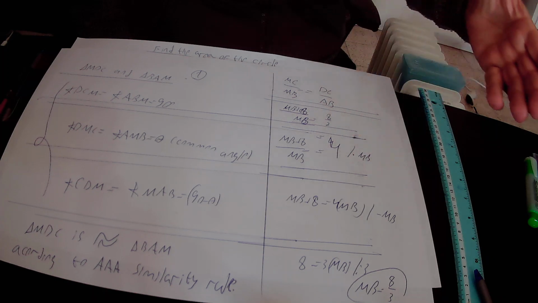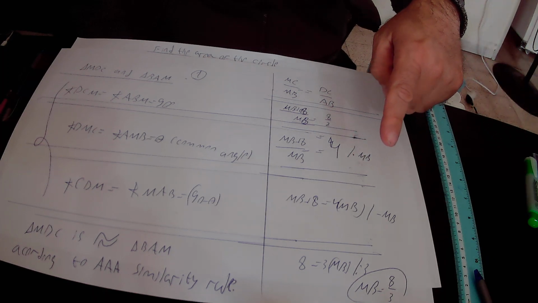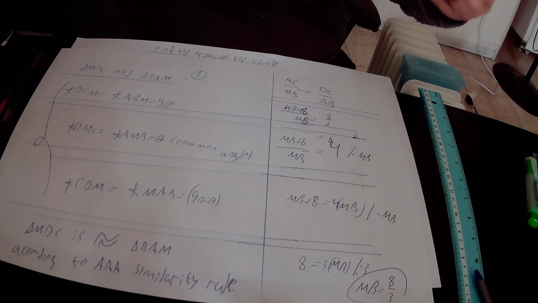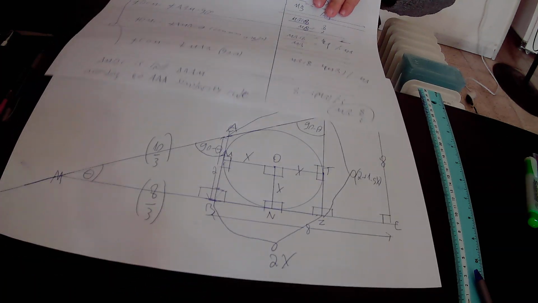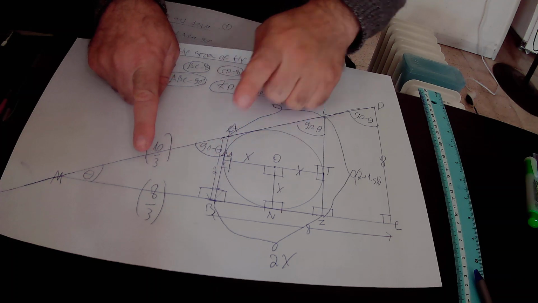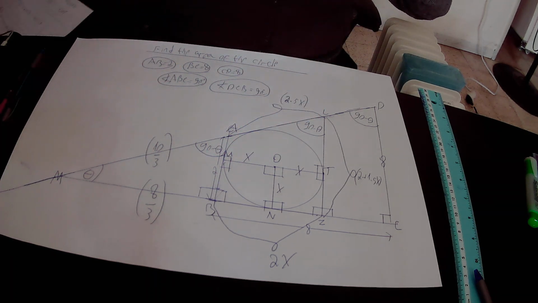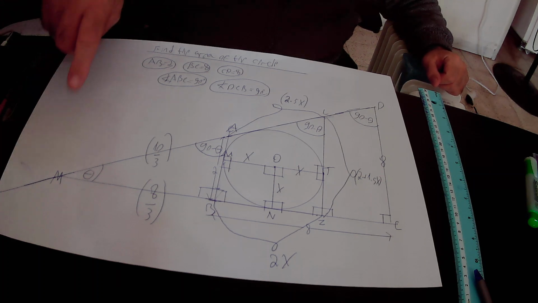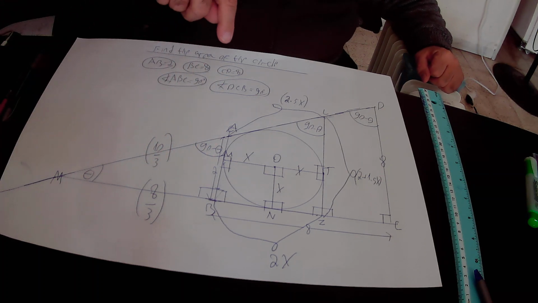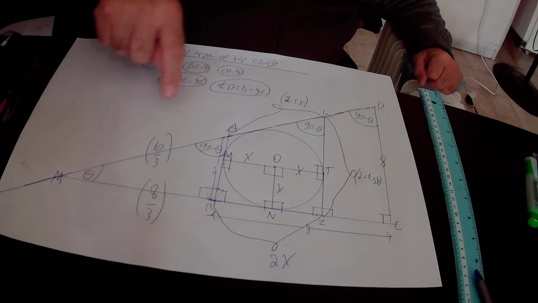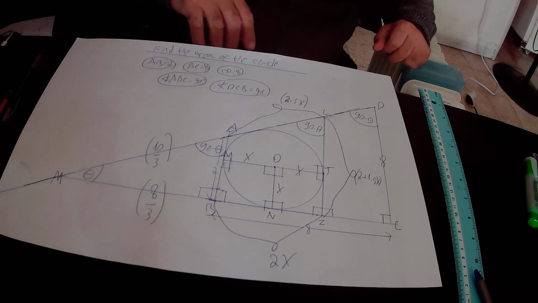So 8 equals 3MB. We divided this equation by 3 and finally found that MB equals 8 over 3 units. Then we applied the Pythagorean theorem on the right triangle MAB. According to the Pythagorean theorem, AM squared equals AB squared plus BM squared.